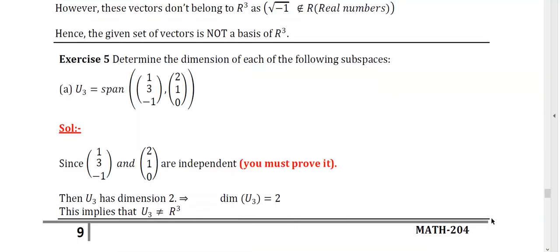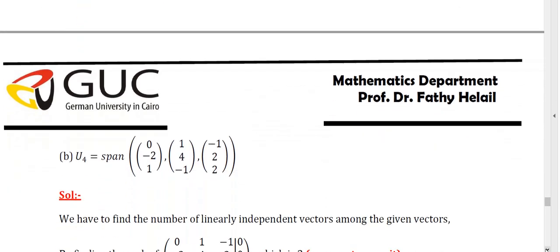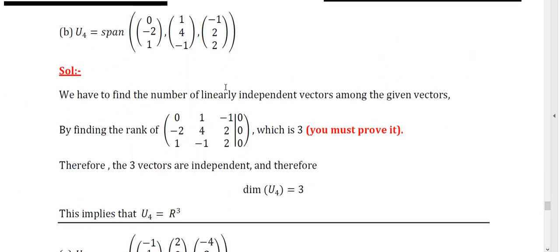So here the dimension of U3 is 2. This was part A that we solved, and this implies that U3 is not R3. It's a subset of R3. Okay, emphasize this information.